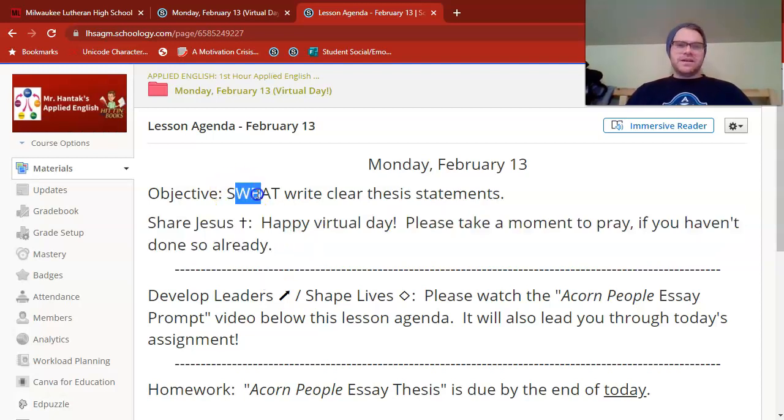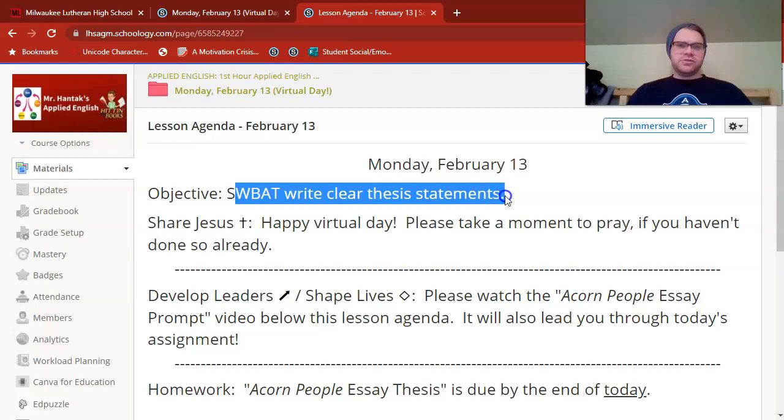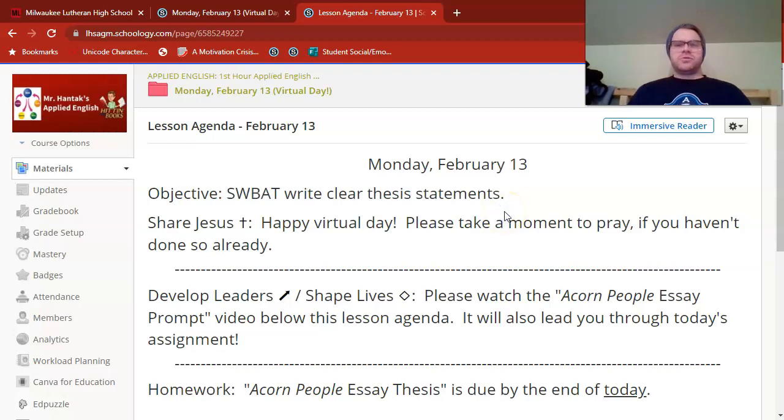Our objective for today, as we move on to something new this week, is to write clear thesis statements. Last semester we wrote one essay largely together. This semester we're going to double down and do two over the course of this semester. This gives us a chance to double back a little bit to what we learned last semester and see if we can sharpen our writing skills this week.